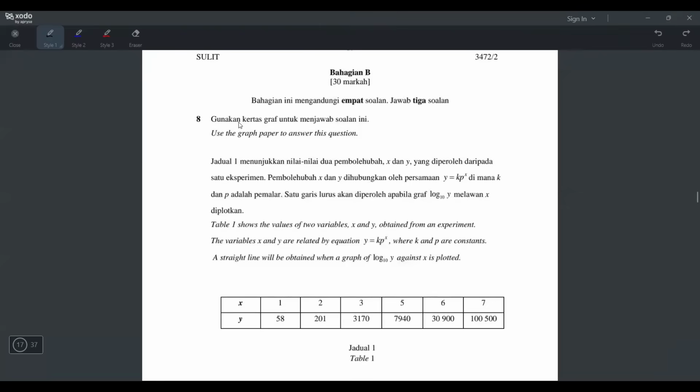Okay, I will do section B now. This section contains 4 questions, answer 3 questions. Okay, I will answer all 4 questions in section B. Okay, alright. So number 8, this is a linear law question.